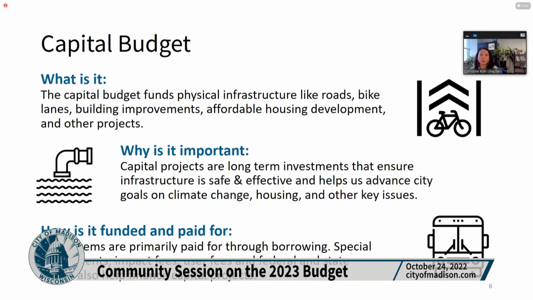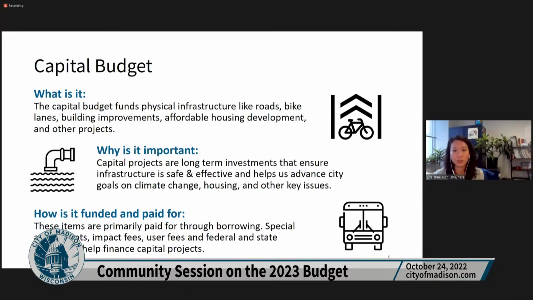So the capital budget funds the city's physical infrastructure and assets like roads, bike lanes, parks and city facilities, affordable housing, and more. It also includes technology and equipment needs and other programs like the municipal art funds. If you see city construction, like a major road reconstruction or stormwater mitigation efforts, this project is likely in the capital budget.